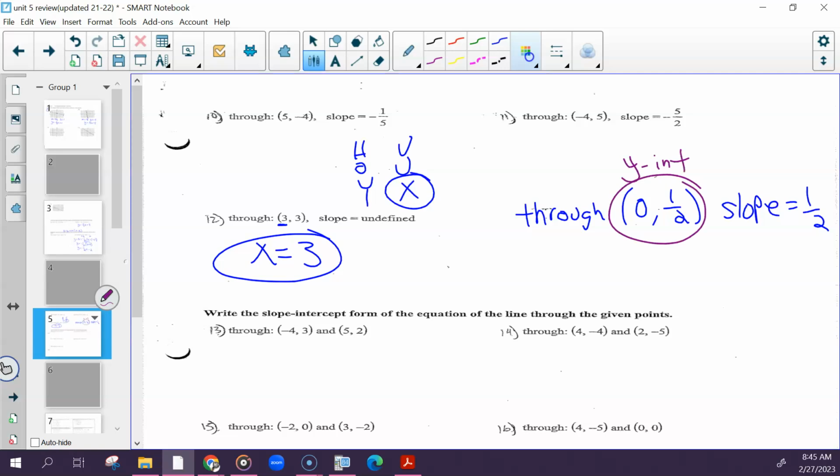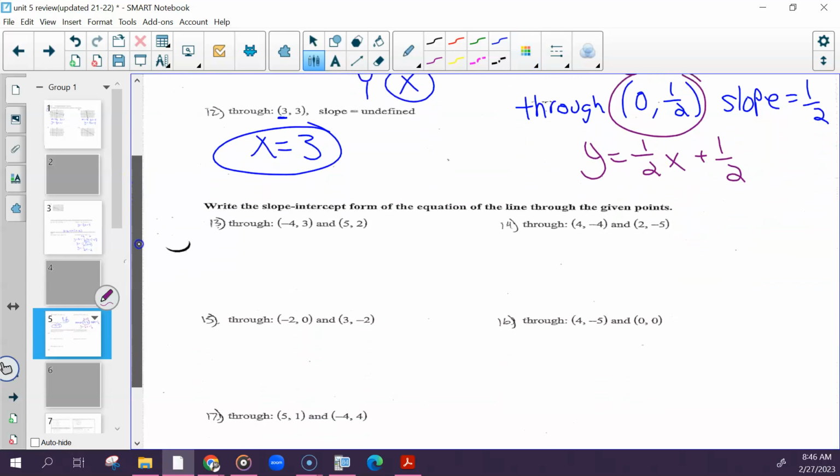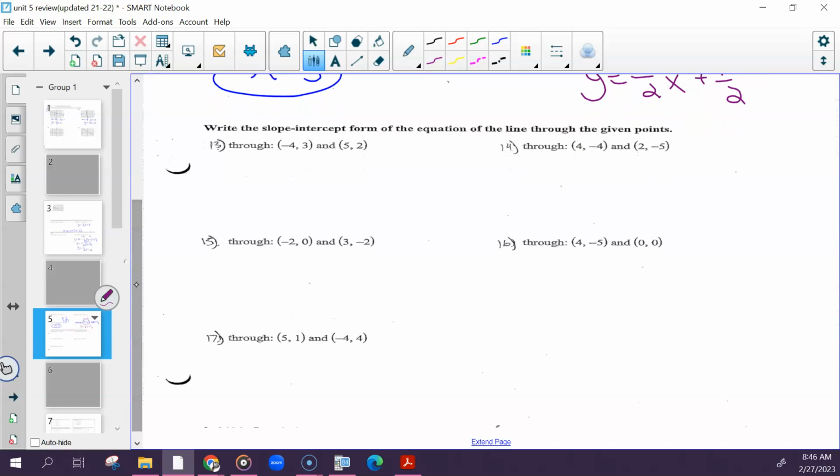So be on the lookout for points that give you your y-intercept because you don't have to do the work for those. So we have our slope, and then we have our y-intercept. Could you still do the work? Yes. But sometimes you make more mistakes with that, so be careful. Questions on that one? Now, questions on the bottom section?